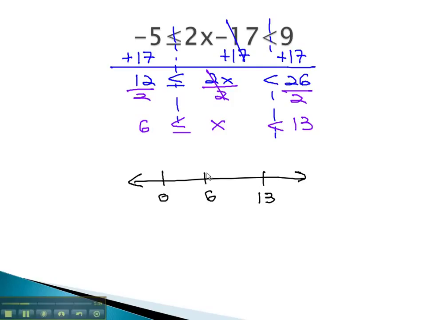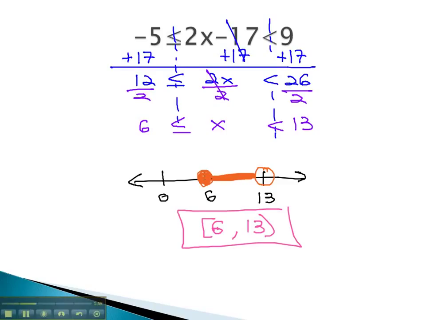Because it's or equal to 6, we will have a closed dot at 6 and an open dot at 13, and we want to be between those two values. In interval notation, a square bracket at the low point, 6, up to 13, which is a curved bracket because it's strictly less than.